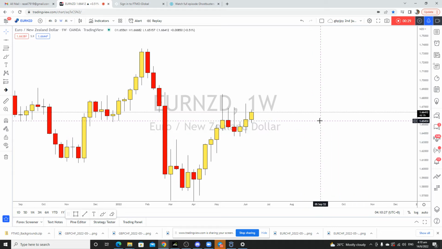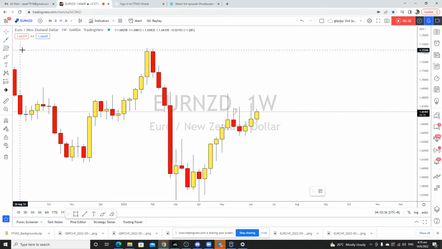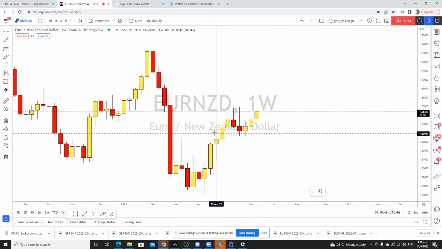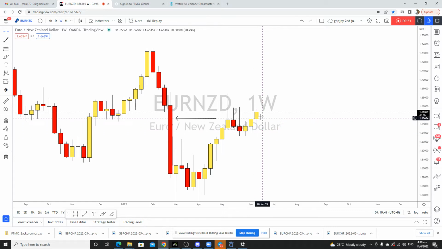If you look at this Euro NZD, at the price action that is going on around here, I always like to focus on the price action that is on present, because if you're still looking for a sell, your sell has not worked for 10 weeks. 10 weeks your sell does not work.